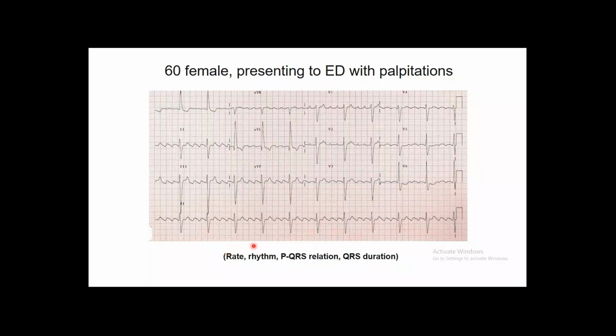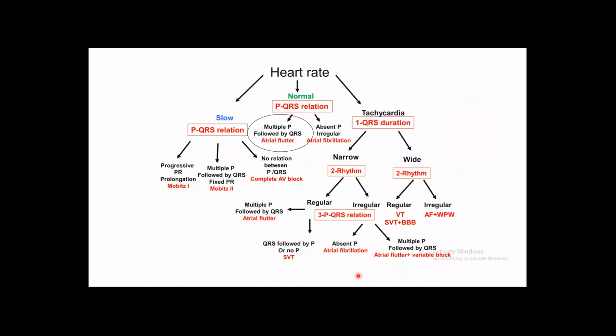For the P-QRS relationship, we have multiple saw-shaped P waves followed by a single QRS complex. QRS duration is slightly wide. So according to the algorithm, we have a normal rate, regular rhythm, with multiple P waves followed by a QRS complex, which is called atrial flutter.